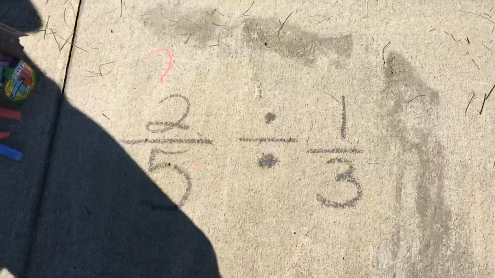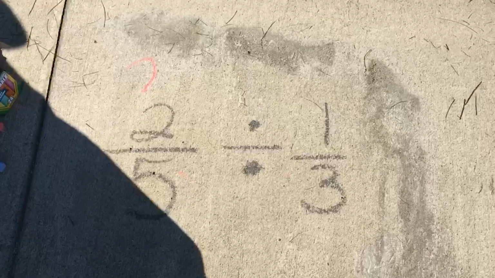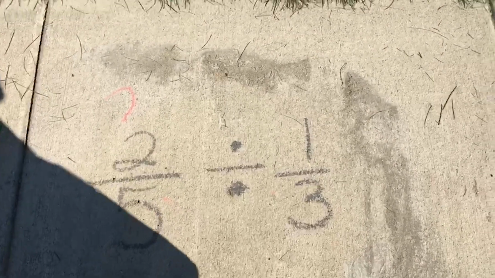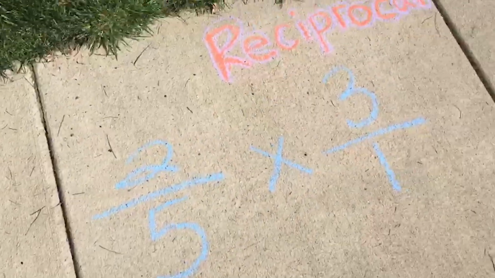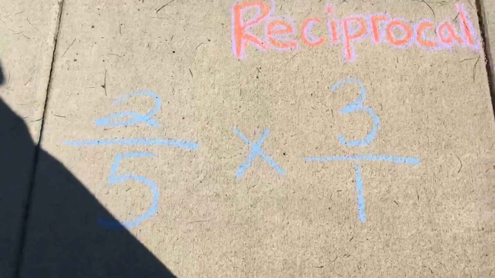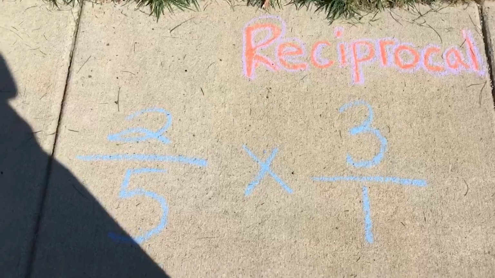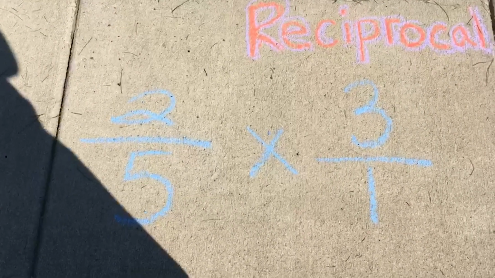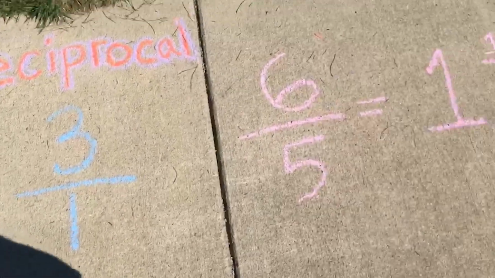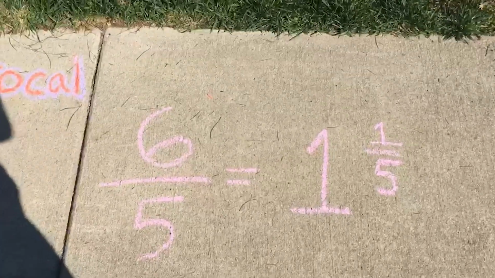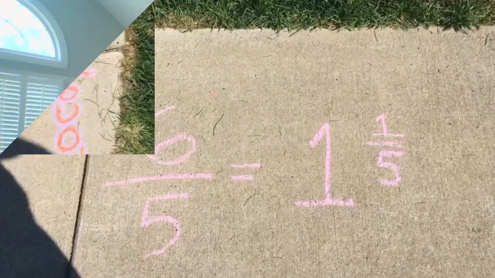Out front, go ahead and use each square of your sidewalk as a new location to put the next step of the problem. From 2/5 divided by 1/3, we go to 2/5 times 3 over 1. Don't forget that reciprocal, it's very important. Multiply across, and you get 6/5, which is equal to 1 1/5.